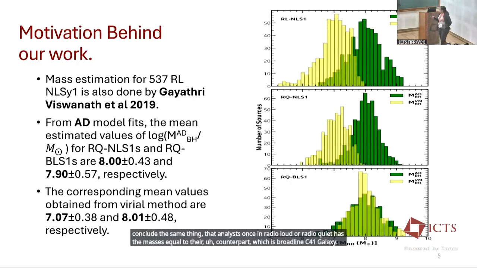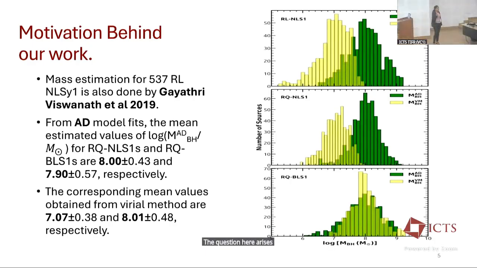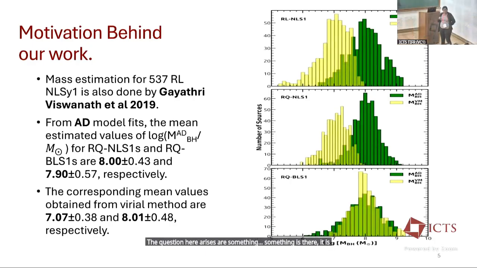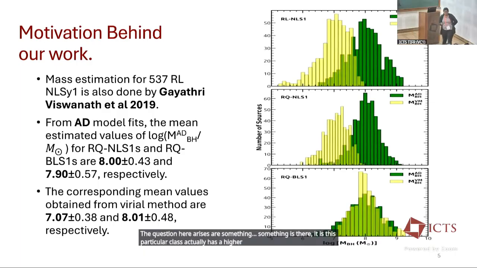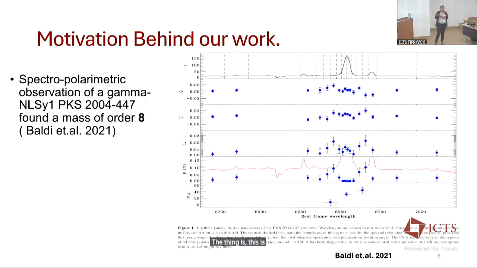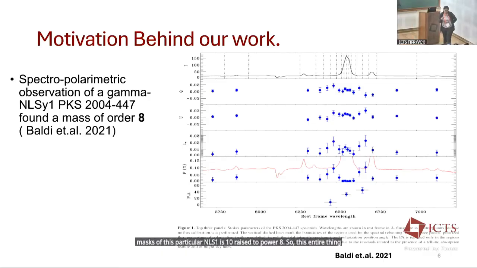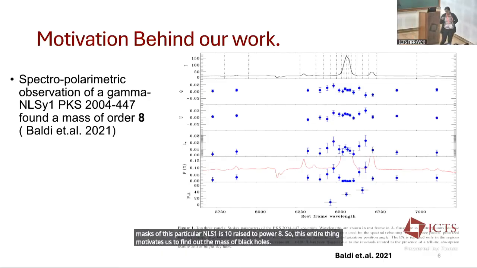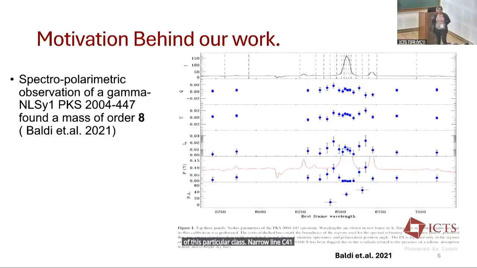So the question that arises is whether this particular class actually has higher mass black holes, or it's just something that we do not know. Another concept is also studied by spectropolarimetry observation as well. But this is only one source. Again, Bell et al. found that the mass of this particular NLS1 is 10^8. So this entire thing motivates us to find out the mass of black holes of this particular class, Narrow Line Seyfert 1 galaxy, but in a different aspect.